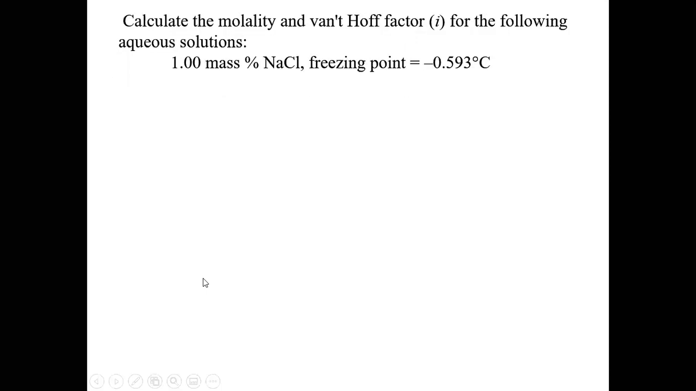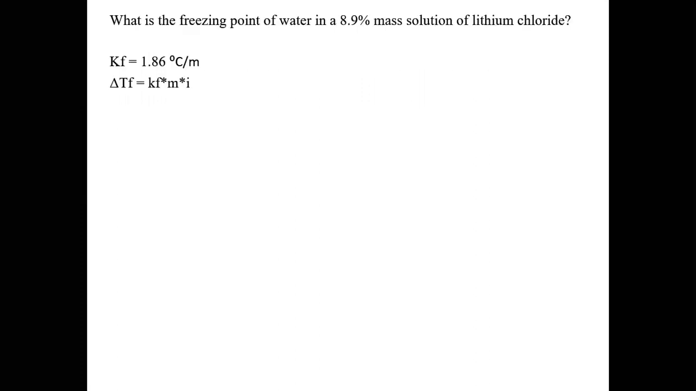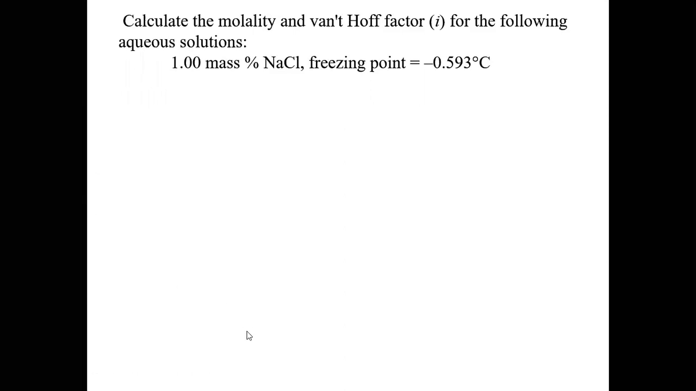Here we have another problem. It says calculate the molality and Van't Hoff factor for the following aqueous solution. A 1% mass solution of sodium chloride has a freezing point of negative 0.593. And we know that Kf is 1.86 degrees C per molal. So to calculate the molality, we need to convert 1% mass sodium chloride into molality.